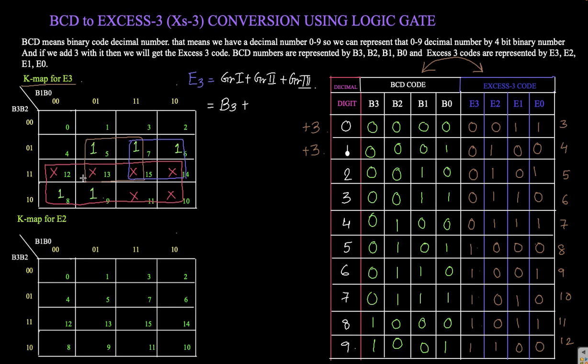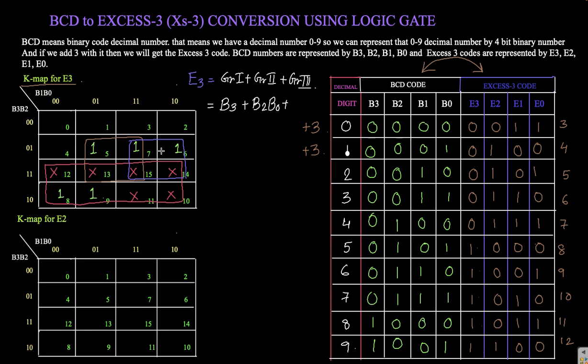So here if you consider these 2, here you first consider the horizontal row. Here the 0 1 1 1, that means B2 is the same, so we can write B2, and as it is 1, we write only B2. And here B1 is 0 1 and B0 is 1 and 1, that means B0 is your output.